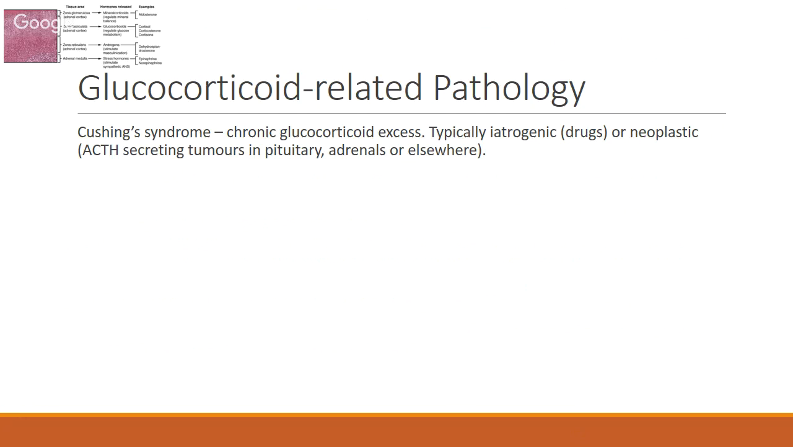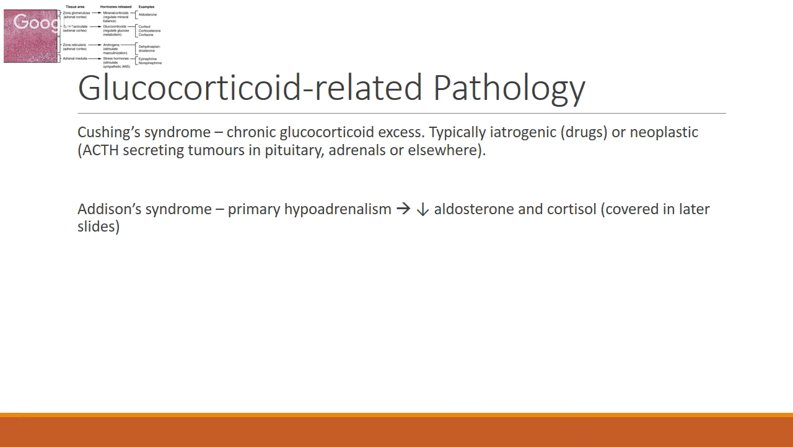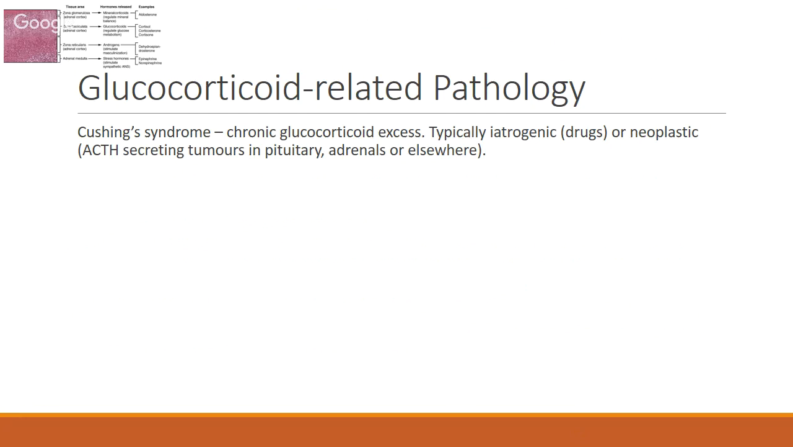So pathologies that are related to glucocorticoids. The main one is going to be Cushing syndrome. Cushing syndrome is any state of chronic glucocorticoid excess. There are various causes, most commonly caused by drugs, all right? So prednisolone or hydrocortisone, or cancers. Cushing's disease specifically refers to an ACTH secreting tumor in the pituitary, and is a cause of Cushing syndrome. There are other causes of Cushing syndrome as well.